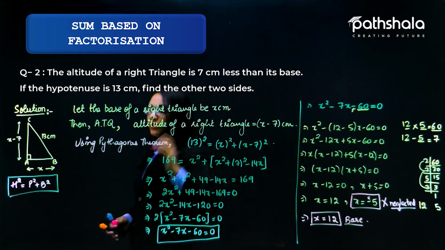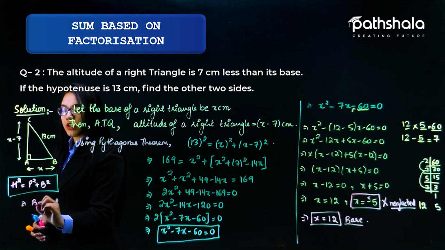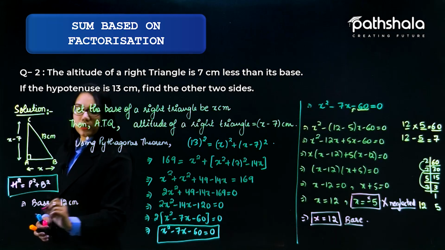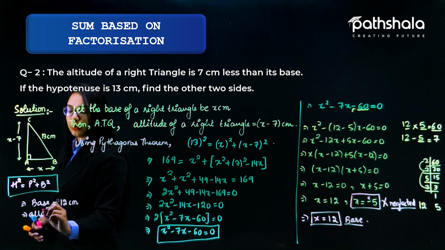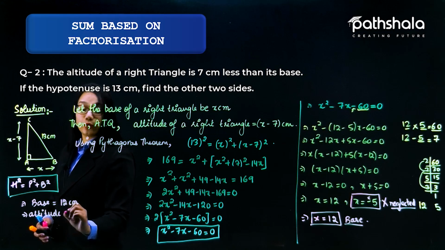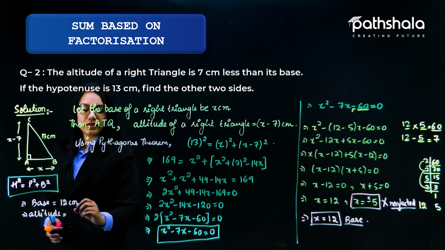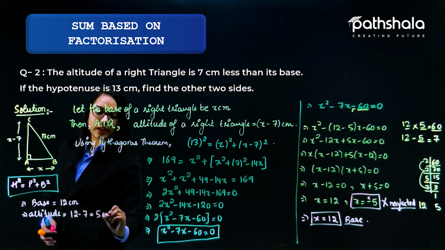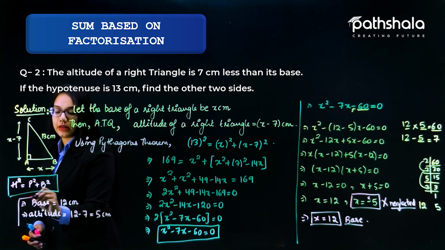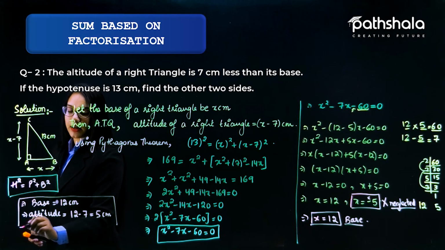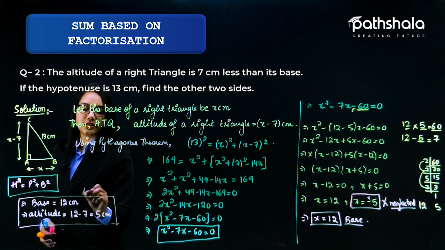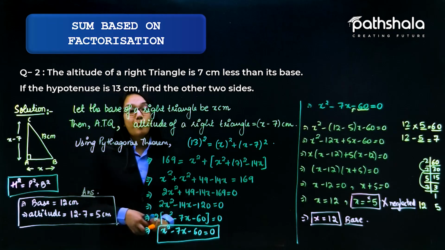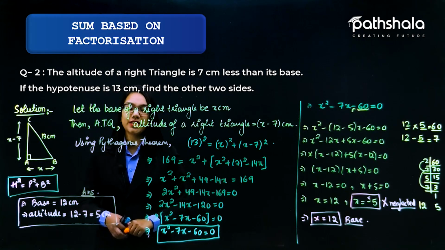So let's just substitute the value over here. It means that we have the base as equal to 12 centimeter. So it means the altitude would be x minus 7, meaning 12 minus 7, which is nothing but 5 centimeter. So at the end, the base is equal to 12 centimeter and altitude is equal to 5 centimeter is the answer for this particular question. I hope all the steps related to this question are all clear to you.